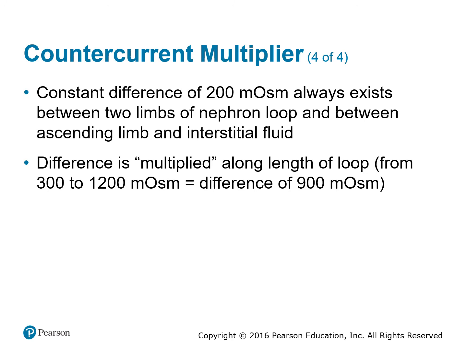So you can see the constant difference of 200 mOsm always exists between these two limbs of the nephron loop, and between the ascending limb and the interstitial fluid. The difference is multiplied, so we're a countercurrent multiplier. The difference is multiplied along the length of the loop.